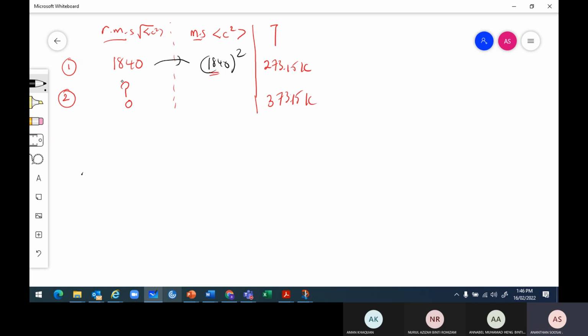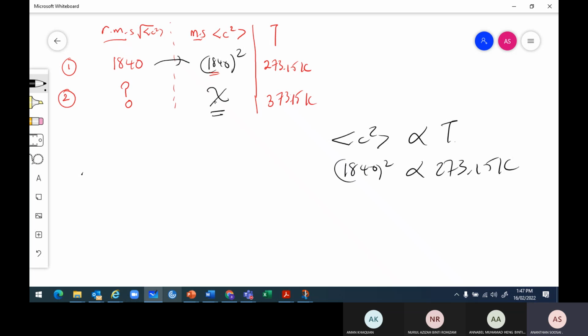For the sake of getting the question mark, we need to find this mean square speed first at 373.15. So what's the proportionality? The mean square speed is proportional to the temperature. The first set of reading: 1840 squared is proportional to 273.15 Kelvin. The second, I put as x, we find the x first: x is proportional to 373.15 Kelvin.